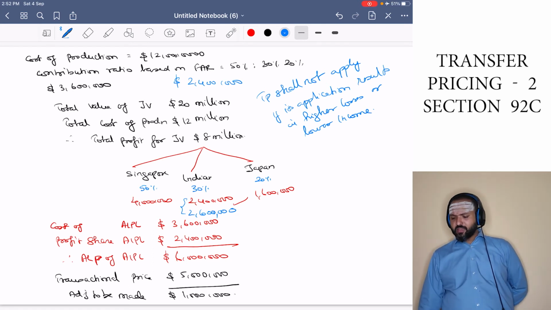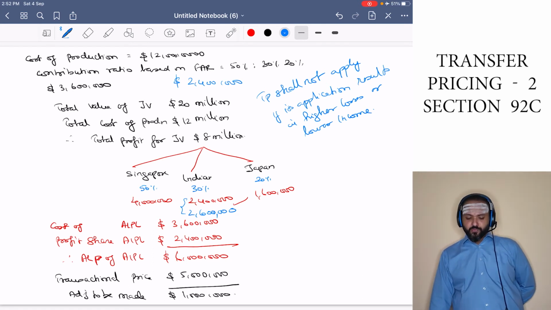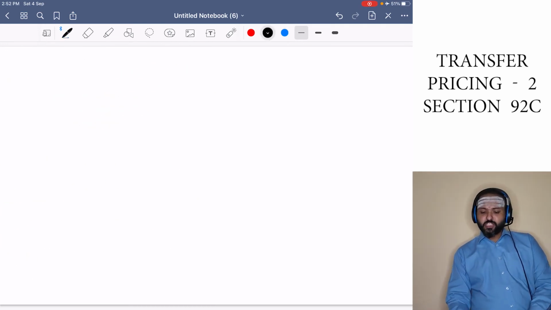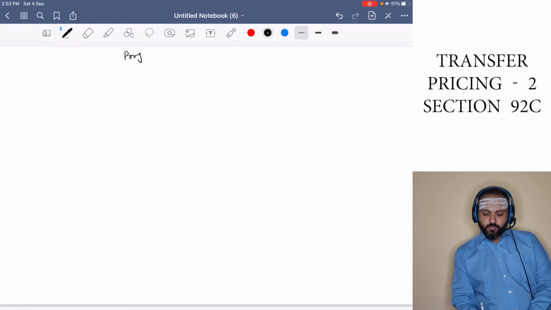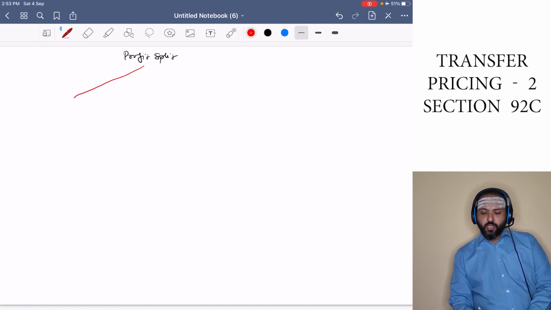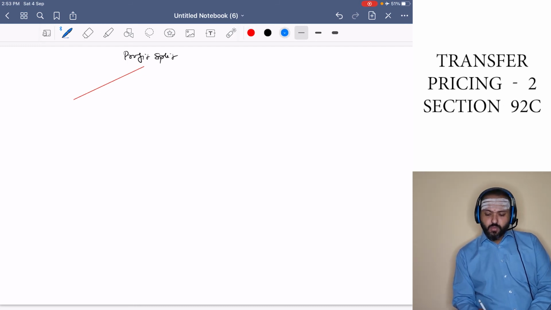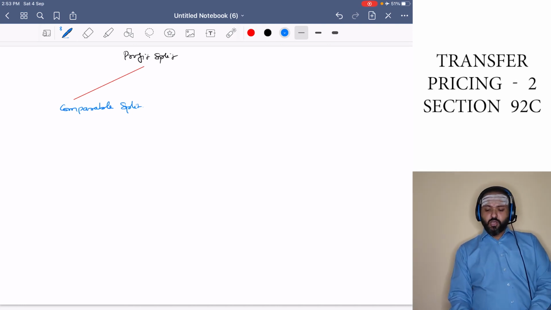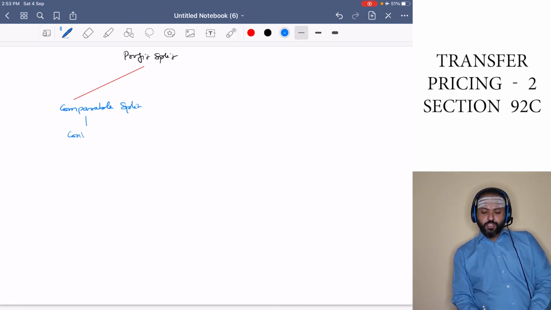But there is one point that you must know. What did we do with the profit split? What we did right now was comparable split. So what is this comparable split? It is based on contribution ratio. So the entire profit is split based on contribution ratio.